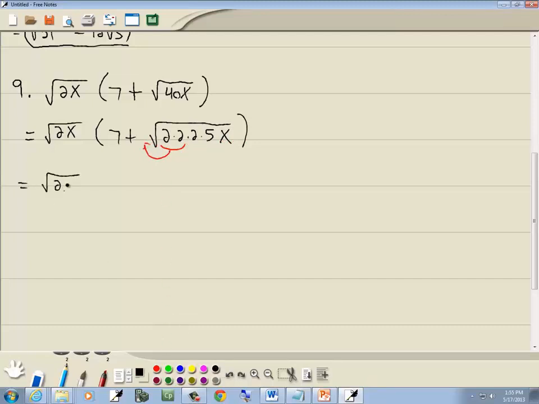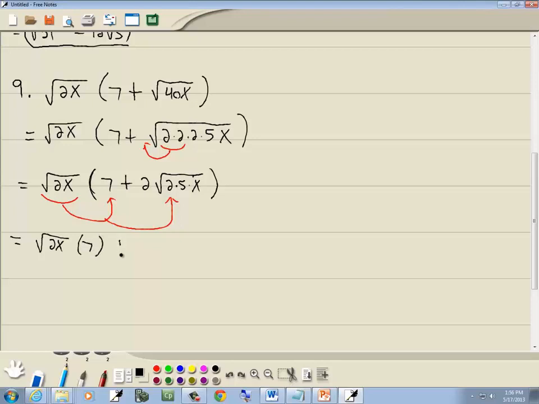So this becomes square root of 2x times 7 plus 2 square root of 2 times 5 times x. I might be tempted to go ahead and multiply those back through, but there's no need actually. Now we've got a radical in front of our parentheses, so I'm going to take this radical and multiply it times a 7, and times this radical. So I've got square root of 2x times 7, and square root of 2x times 2 square root of 2 times 5 times x.